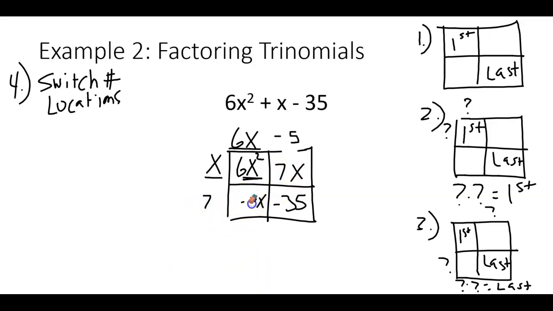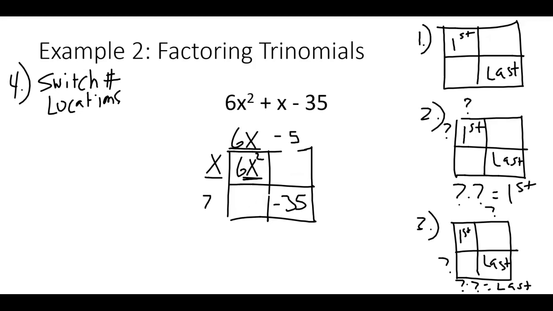Now everything in my box is going to stay pretty much the same except for these two terms. So let's see what they come out to be if I do that. All right, so now this square is going to become negative 5x, and then the square in the bottom left is going to become 42x. Now we have our 6x squared and negative 35 still. That's never going to change. We want to know, do these two middle numbers add up to make 1x? And once again, they don't. So if switching the numbers' locations doesn't work, then you're going to try a whole different set of numbers.